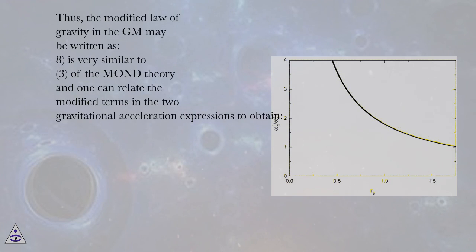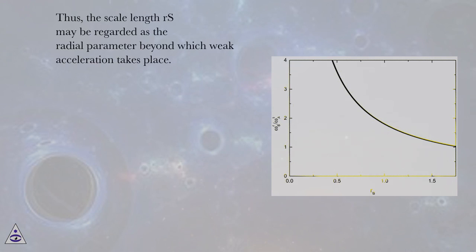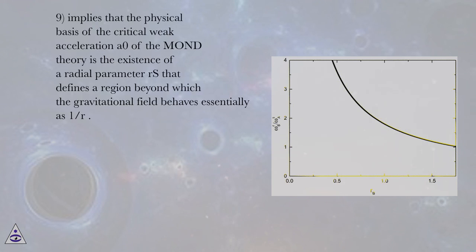to (3) of the MOND theory, and one can relate the modified terms in the two gravitational acceleration expressions to obtain (9). Thus, the scale length Rs may be regarded as the radial parameter beyond which weak acceleration takes place. (9) implies that the physical basis of the critical weak acceleration A0 of the MOND theory is the existence of a radial parameter Rs that defines a region beyond which the gravitational field behaves essentially as 1/R.